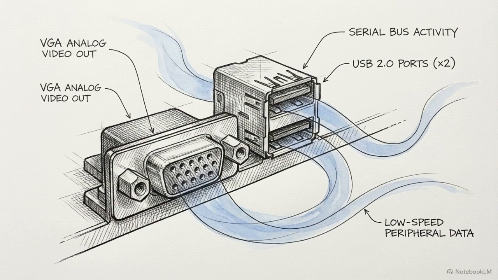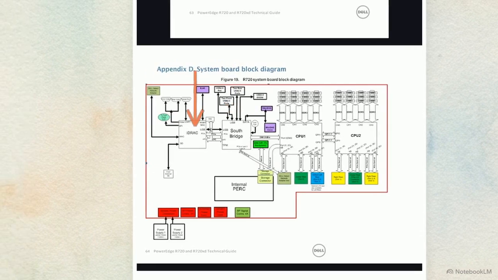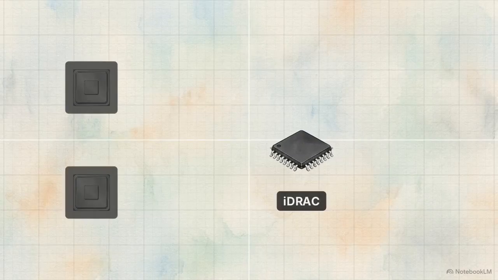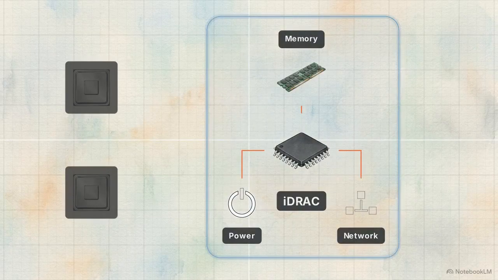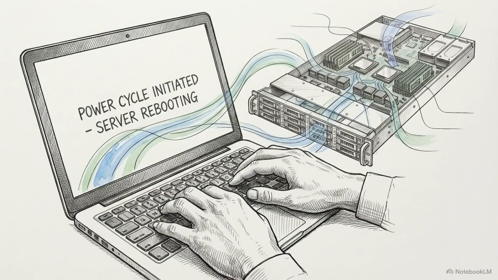Below the high-speed data buses, the server manages lower-speed peripherals and legacy inputs. This traffic is handled by the South Bridge, which isolates low-speed overhead from the primary CPUs. Branching from the South Bridge is the Integrated Dell Remote Access Controller, or iDRAC. The iDRAC functions as a completely independent, autonomous system on a chip. This logical independence is reflected in the physical rear panel, which features a dedicated network port for out-of-band management. This dedicated path allows for hardware-level telemetry and power cycling even if the primary operating system is unresponsive.